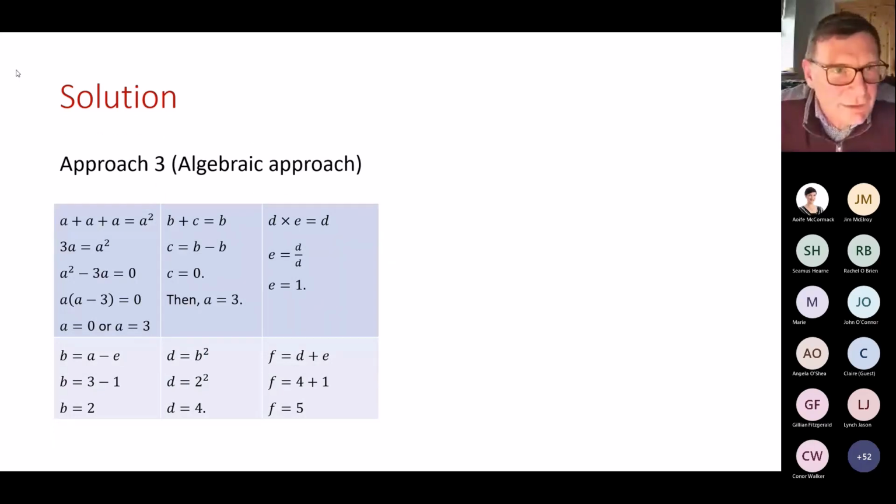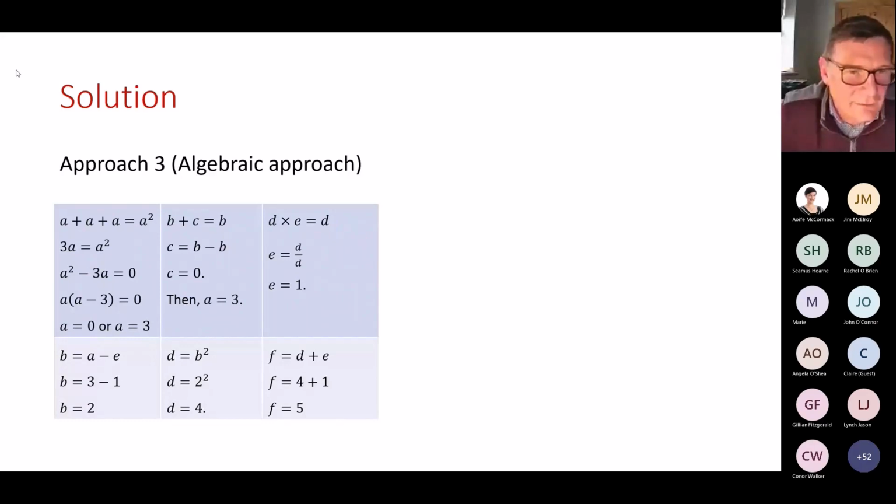Third approach then is, I suppose, the approach that we as teachers would be inclined to use most of the time, where we solve the thing algebraically. So the first equation, a plus a plus a is equal to a squared, 3a is equal to a squared, a squared minus 3a equals 0, factorize it, a by a minus 3 equals 0, so a equals 0 or a equals 3. Second equation, b plus c equals b, c is equal to b minus b, c is equal to 0, so a then has to be 3 if c is 0. D multiplied by e equals d, so e is equal to d divided by d, so e equals 1.